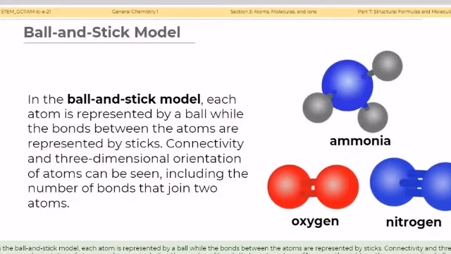In the ball and stick model, each atom is represented by a ball, while the bonds between the atoms are represented by sticks. Connectivity and 3-dimensional orientation of atoms can be seen, including the number of bonds that join 2 atoms. Shown on the right are the corresponding ball and stick models for our previous examples. Again, hydrogen, oxygen, and nitrogen are represented by white, red, and blue balls respectively.